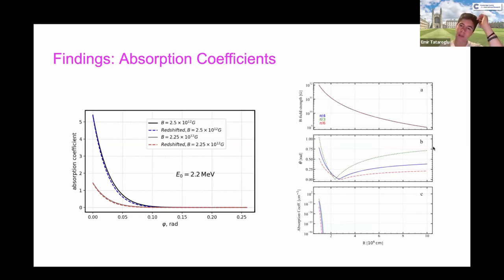You can see the same thing on the right here, where the top one is the magnetic field strength, and the one below that is the trajectories for different initial angles. Once again, that's the angle that the photon is emitted at relative to the surface.